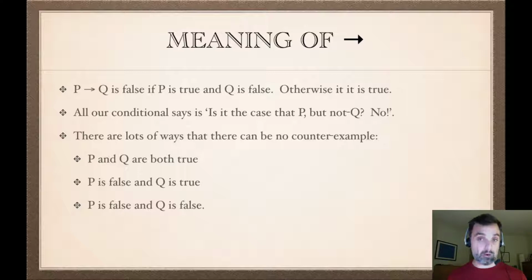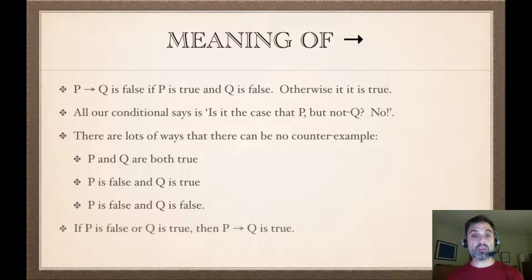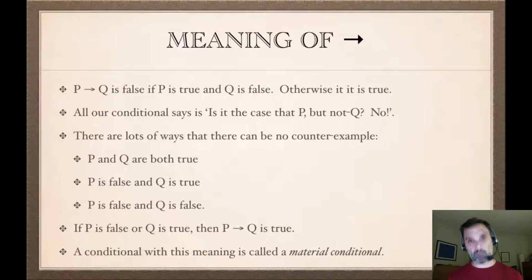So the meaning of arrow works like this. If P is false or Q is true, then P arrow Q is true, and otherwise P arrow Q is false. And if you have a conditional with a meaning like that, you call it a material conditional. Why? We're not going to worry about.